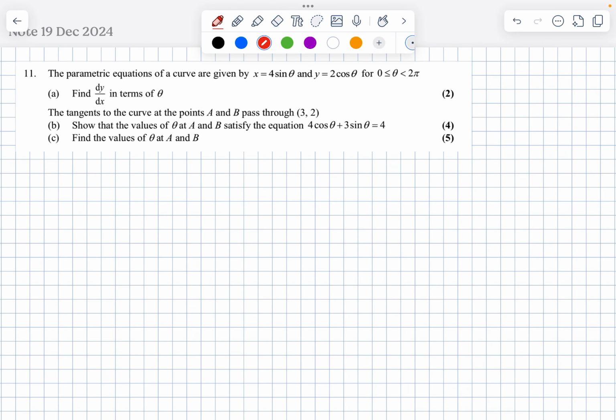Okay, so here's a parametric differentiation question. We've got a parametric equation, x is 4 sine theta, y is 2 cos theta, and theta is between 0 and 2 pi. So first thing, make sure our calculators are set in radians. Let's have a go at A. A says find dy by dx.